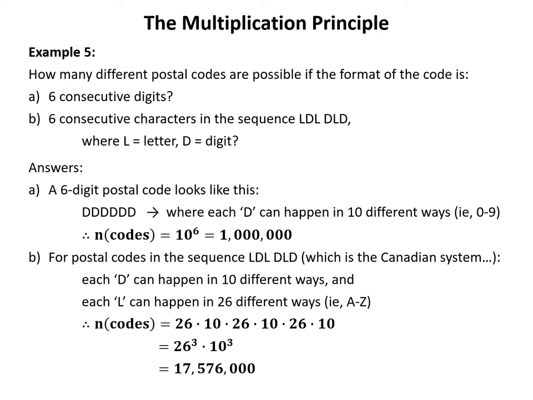In example 5, we're asked to determine how many different postal codes are possible, depending on the format of the code. In part A, the format we're using is 6 consecutive digits. And in part B, we're asked to answer the question if the postal codes are made of sequences of letter, digit, letter, digit, letter, digit. So we start with part A. The 6-digit postal code you can see on the slide looks like this. We use the symbol D to represent a digit, and so we have D, D, D, D, D, D. Each of those digits can happen in 10 different ways, in other words, the digits from 0 to 9. So the number of possible postal codes would simply be 10 to the power of 6, which is 1 million.